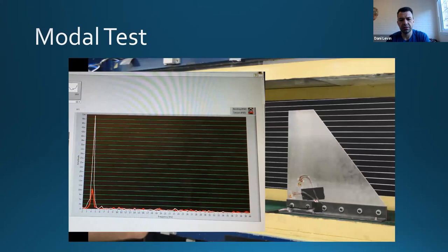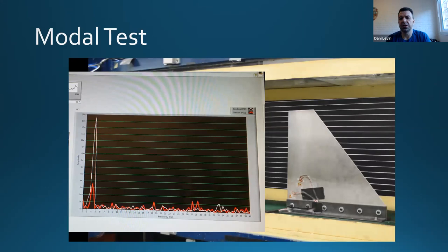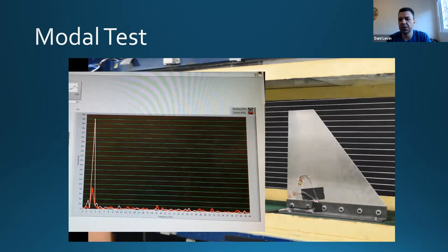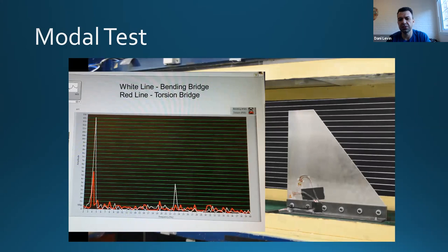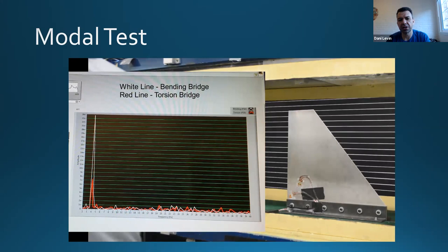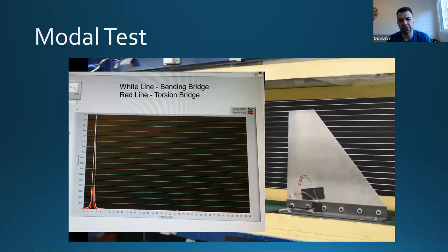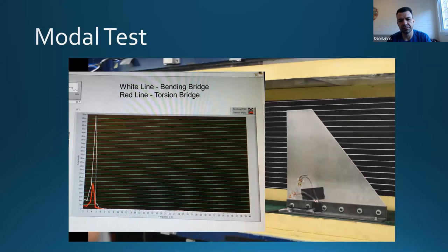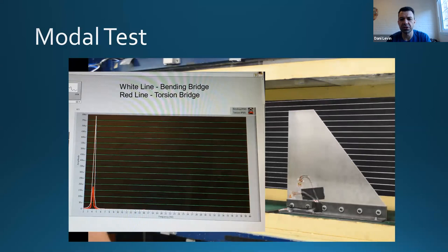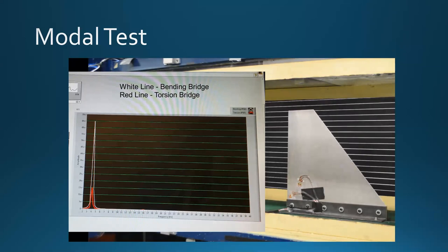That's a shame. So the strain gauges are located in such a way that we can separate the modes. The white line will give you the bending mode. It's dominant when the wing bends, and the red line is dominant when the wing twists. When I do the bending, you see the dominant frequency at 4 hertz with the white line. This is a simple way to show you the natural frequencies, and it's also a way to verify your previous results.